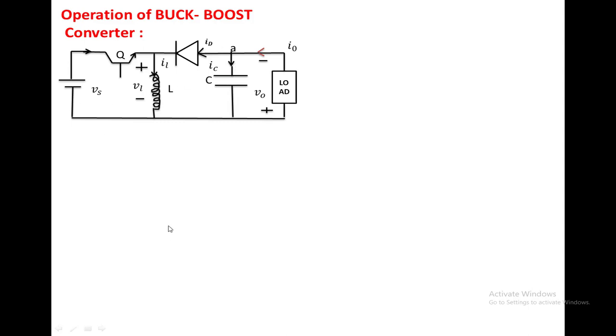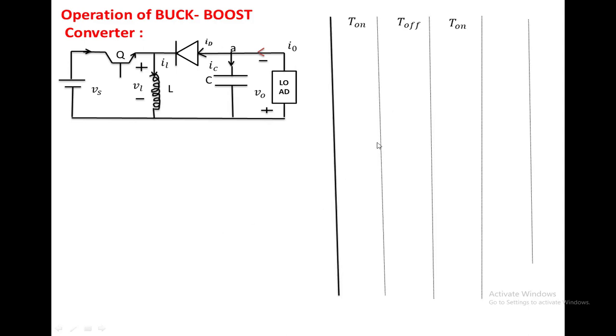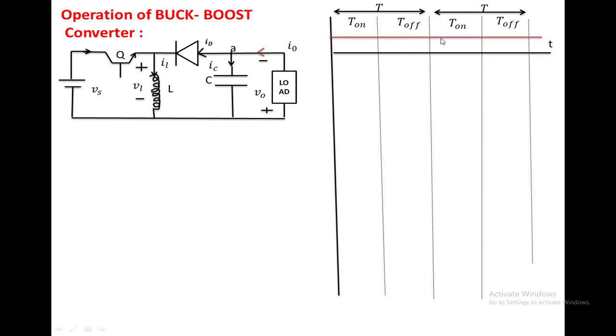Now to see the circuit operation, we have taken two cycles of the input voltage. This is the first time period, this is the second time period. This is the on state, this is the off state of the switch. Take the load current as a constant load current. When the switch is on, the diode is reverse biased, so the current passes from the source through the inductor and returns to the source. The load requires a constant load current, so the current should be supplied by the capacitor in this manner.